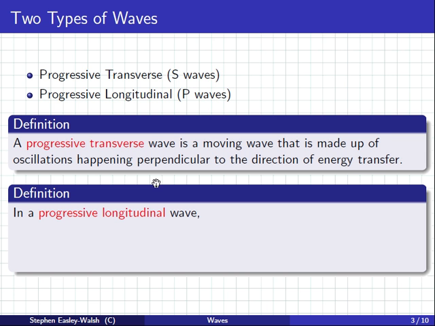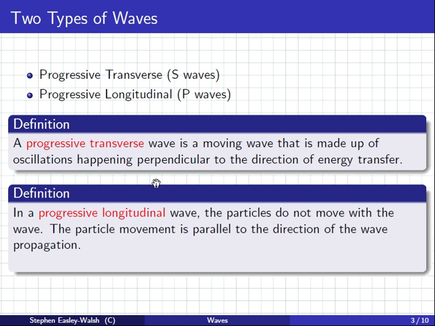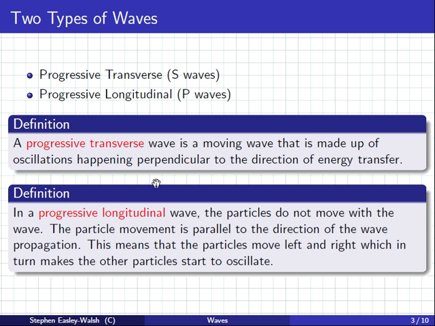So, in a progressive longitudinal wave, the particles do not move with the wave. The particle movement is parallel to the direction of the wave propagation. Wave propagation just means where the wave is moving. This means that the particles move left and right, which in turn make other particles start to oscillate. This creates a wave. So the key word here is parallel.